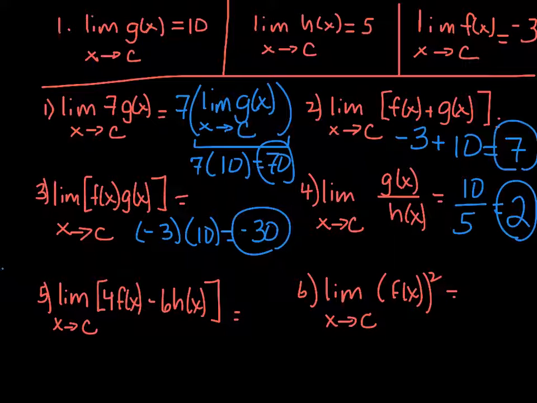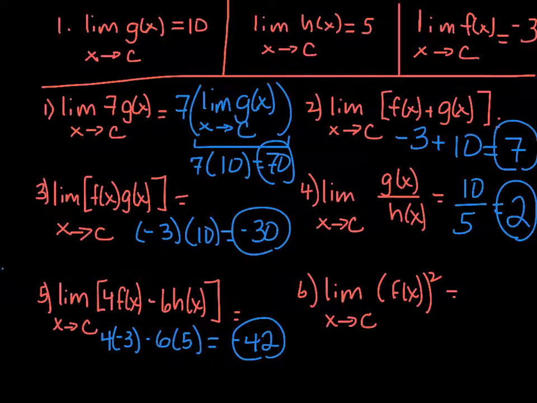So we're doing 4 times f of x. I'm looking at what f of x is, and they say that that's negative 3, minus 6 times h of x, which is 5. So really what I have here is negative 12 minus 30, and negative 12 minus 30 is negative 42.